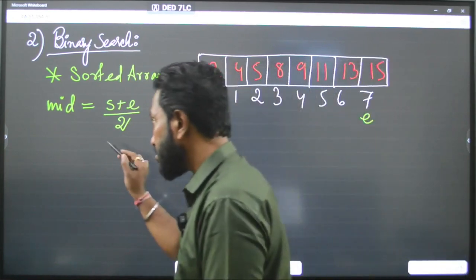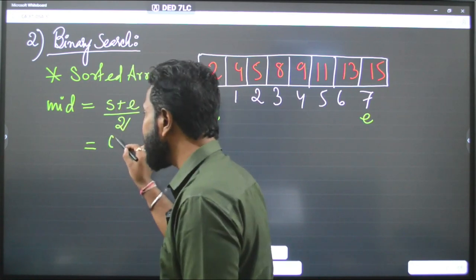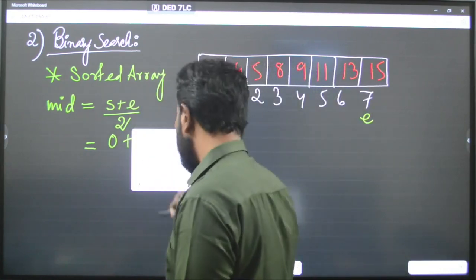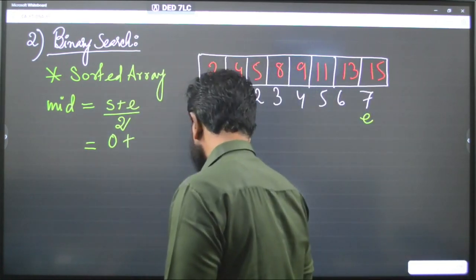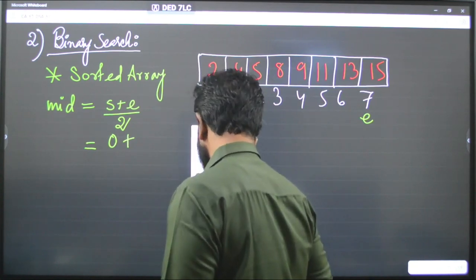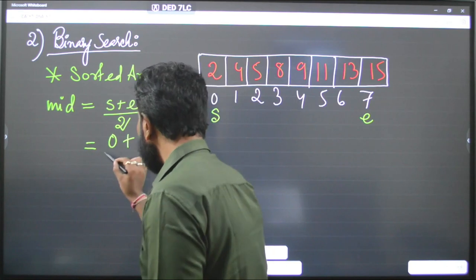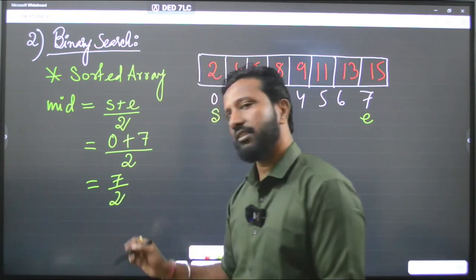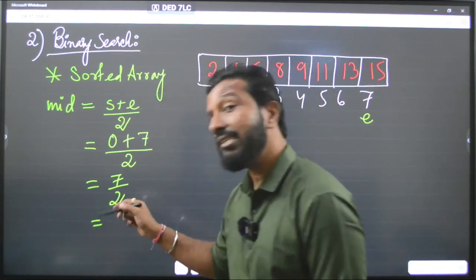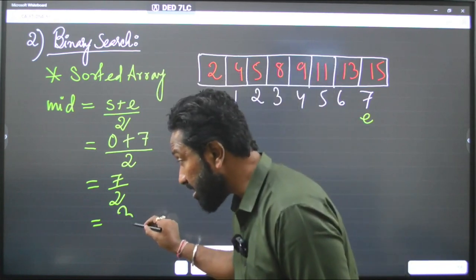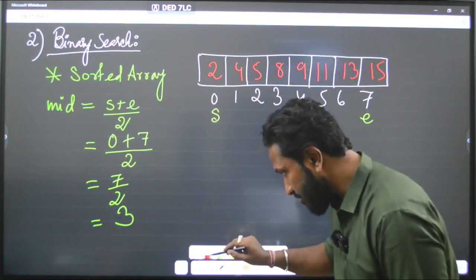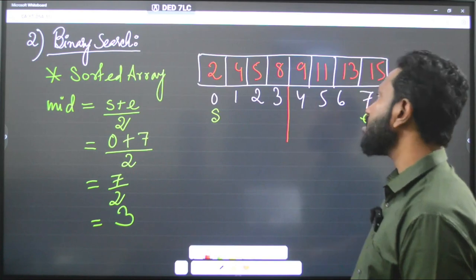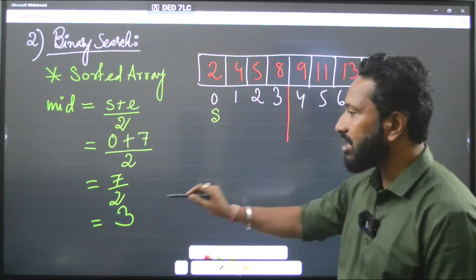Don't worry. Now, formula. Start is 0, 0th index, and the end is what? 7. Divided by 2. So, this is actually 7 by 2. What does it give you? It gives you integer division, guys, 3. So, this is our mid value, this particular value. Okay, we got the mid as 3.